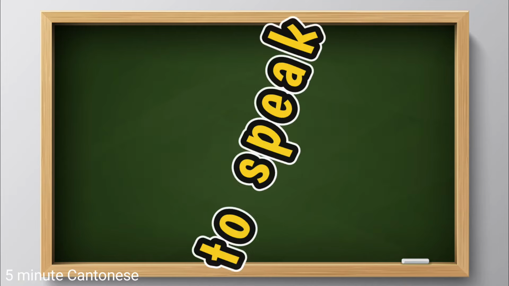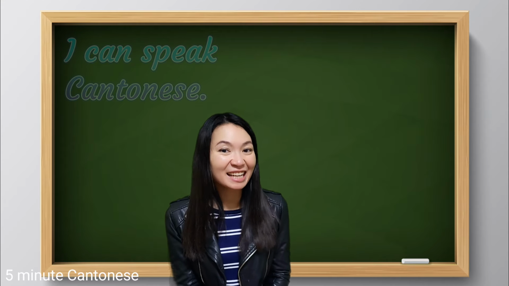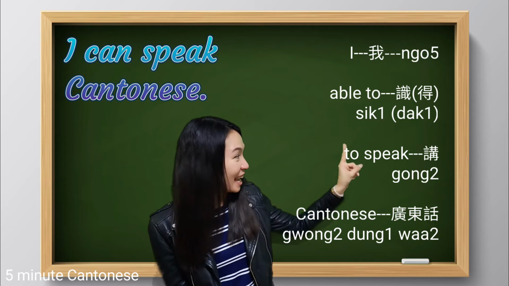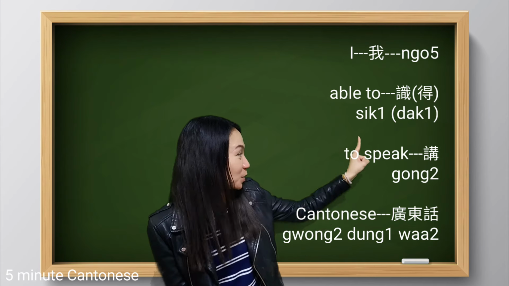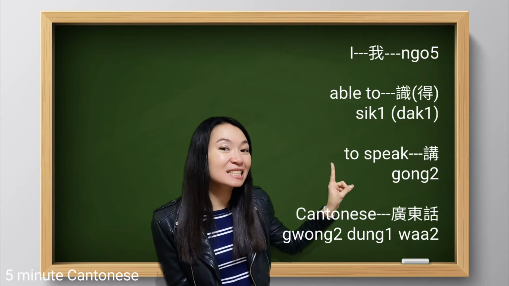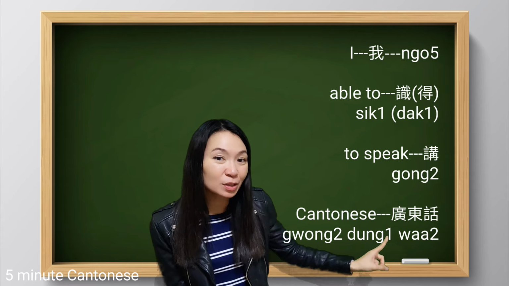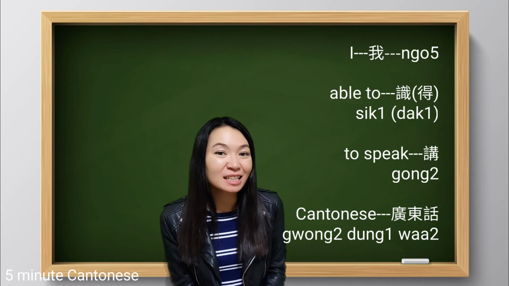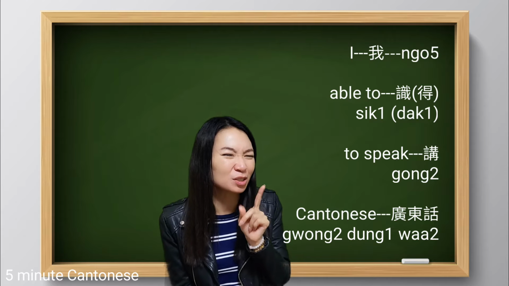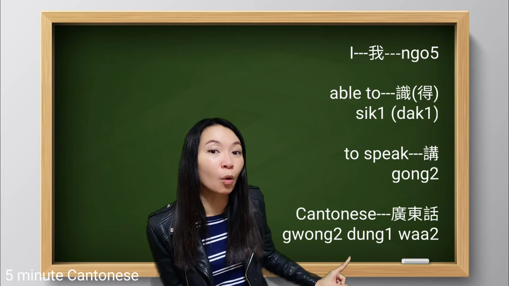For example, I can speak Cantonese. How to say? Yes, very easy. 我. And then, can, here means able to. 識, or 識得, okay? 我識講, okay? To speak, 講, Cantonese, 廣東話, okay? 我識講廣東話, or 我識得講廣東話. Pay attention to the pronunciation of to speak, 講, and Cantonese, 廣, all right?